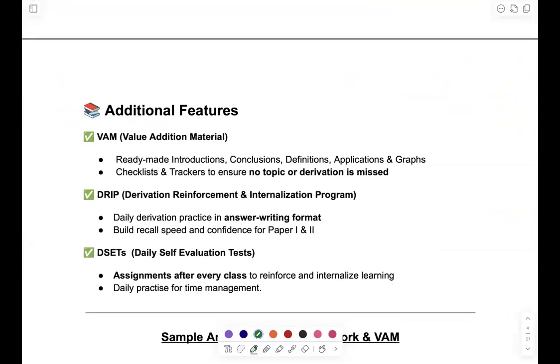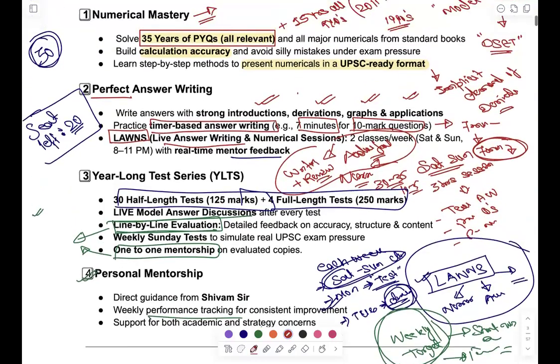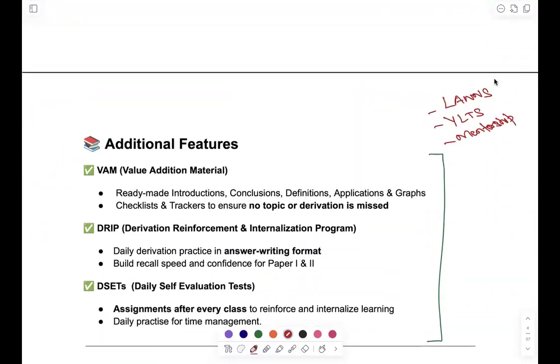Apart from that, what else will we be having? These are the 4 components. So we are having LAWNS classes, plus we will be having a year-long test series, plus mentorship. In LAWNS, we will be working on answer writing skill and also on numerical skill. So these are the three main components: the classes, the test, and the mentorship.